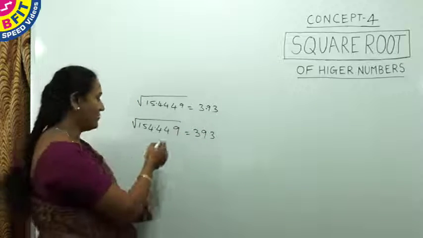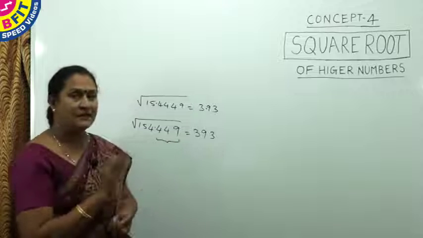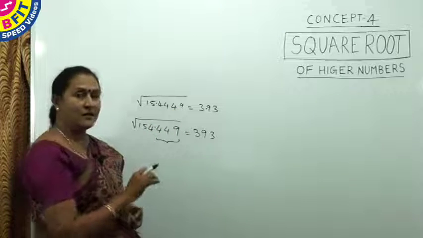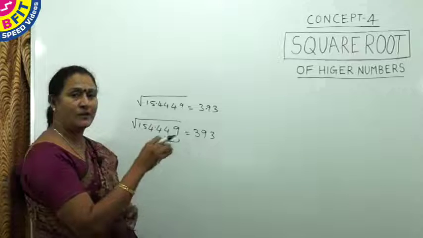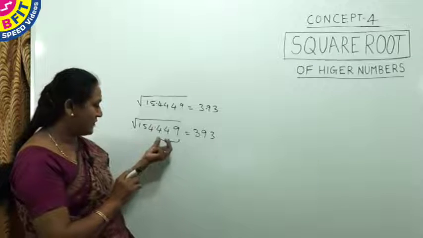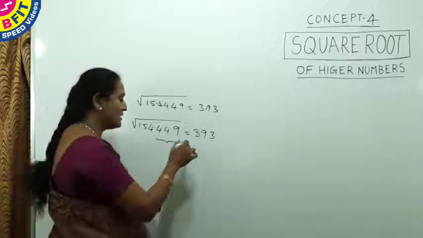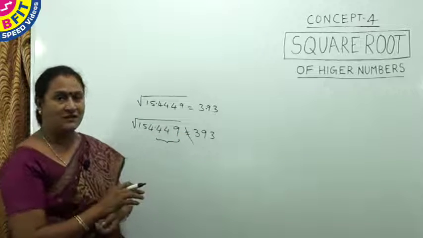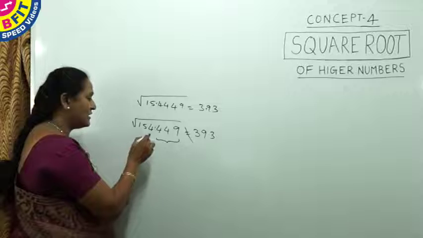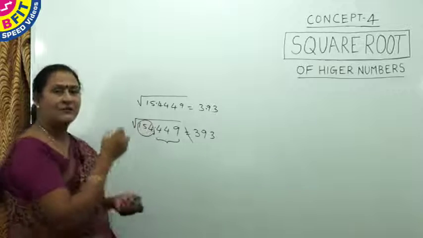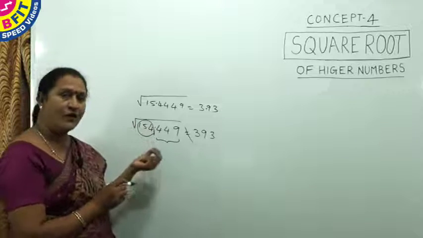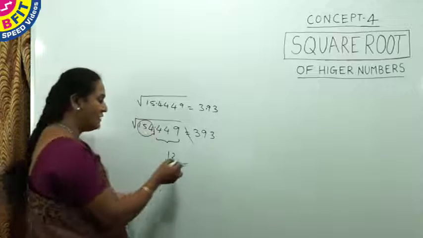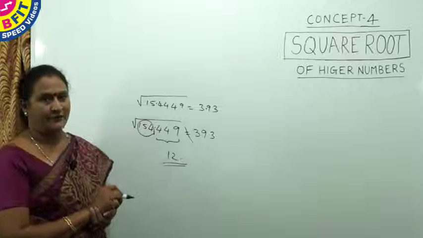So here, when you check how many decimal places are there? 3 decimal places. The number of decimals should be even. So when the number of decimals is odd, the answer is not 393 at all. We will have some other answer. In the integer part, what is the square number? 15 has crossed the square of 12, so the answer should be the one which starts with 12 point.